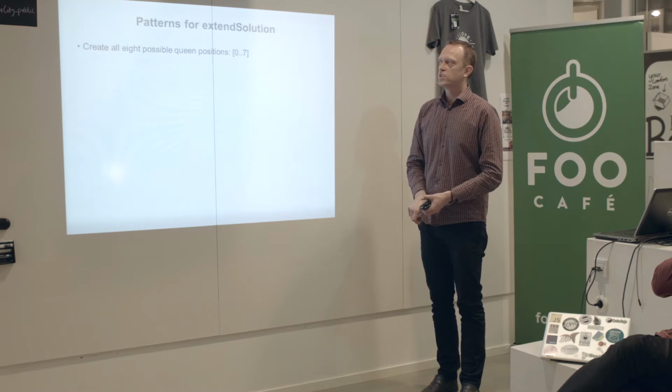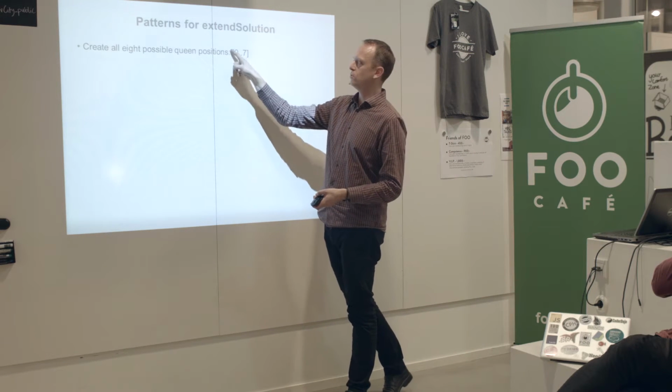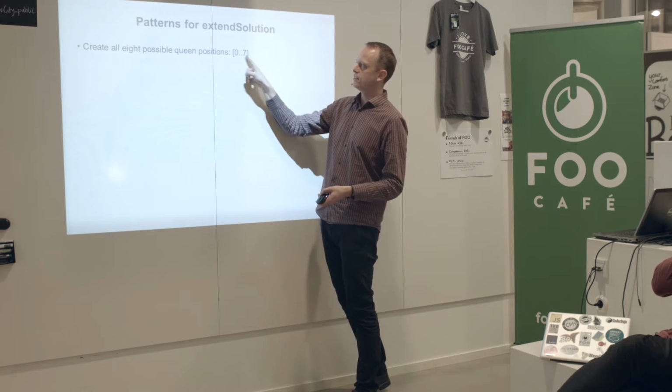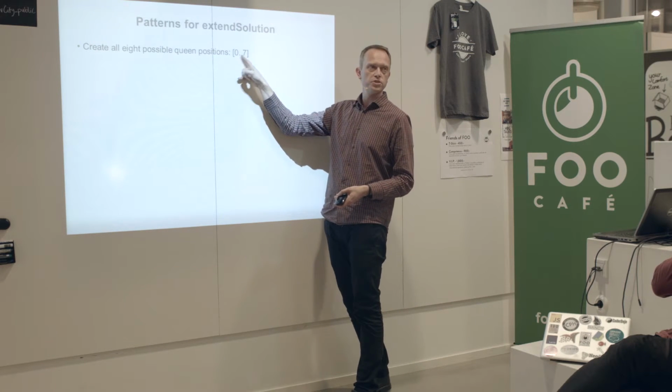Creating all 8 possible queen positions is very easy to do. We just type like this. This is how you do that in Haskell, basically. This is an expression where we enumerate all the values from 0 up through 7.